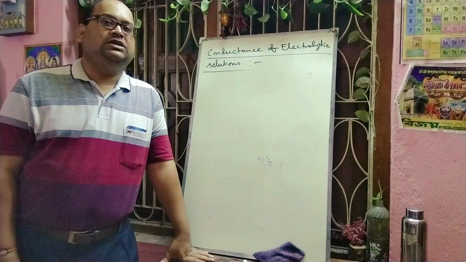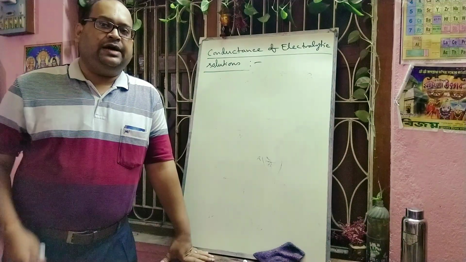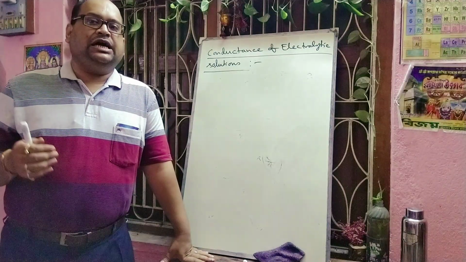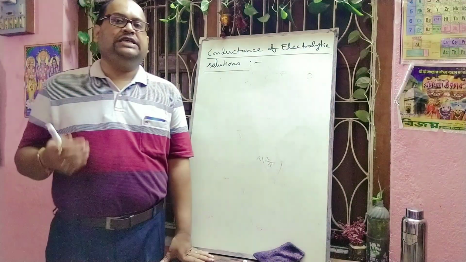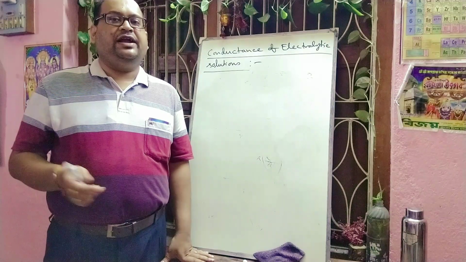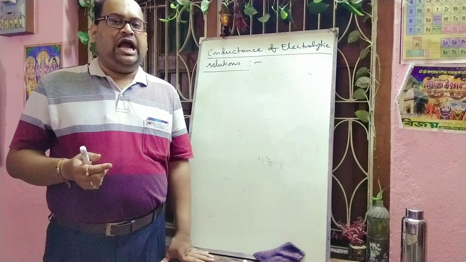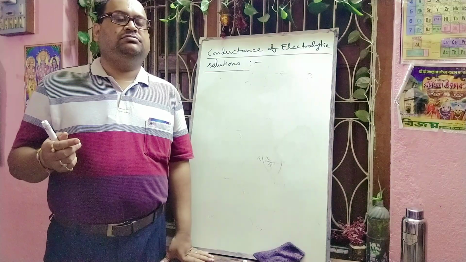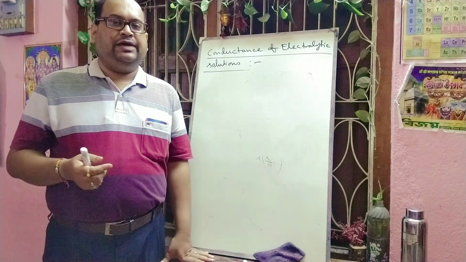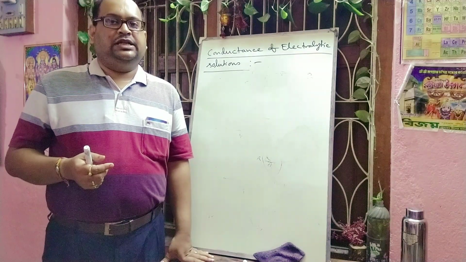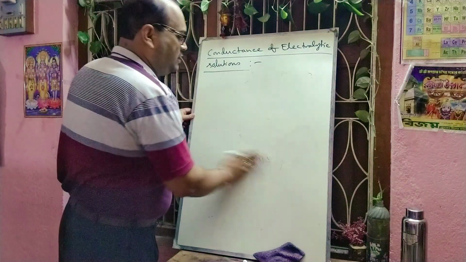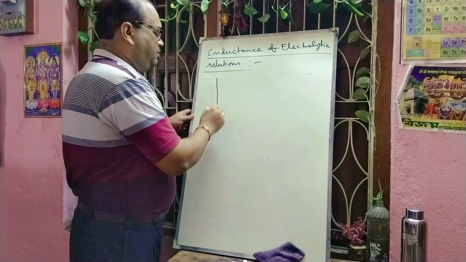Next we will discuss the concentration of solution. The molar conductance of strong electrolytes as well as weak electrolytes increases with increase in dilution or decrease in concentration, but the variation is different for strong and weak electrolytes. If we draw a graph, then we can easily understand. There is a variation of molar conductivity with root C, the root over concentration. So here we are plotting this graph.